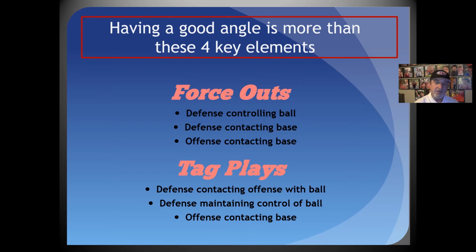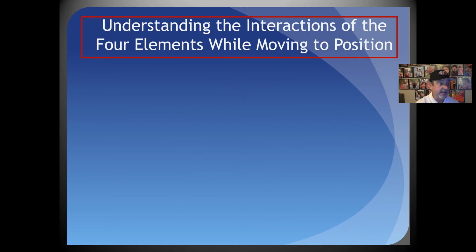So again, it goes back to the four key elements, force outs and tag plays. You've got to make some adjustments, and we're going to go through those adjustments. But it's much more than just having the four key elements. You've got to get that good angle, and we're going to go ahead and explain that a little bit.